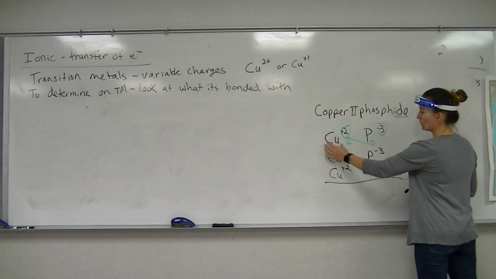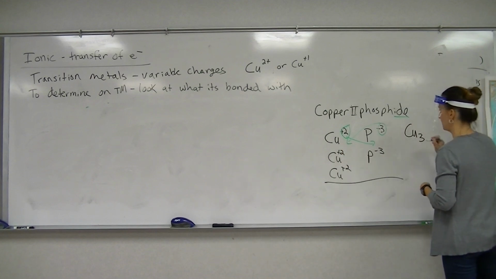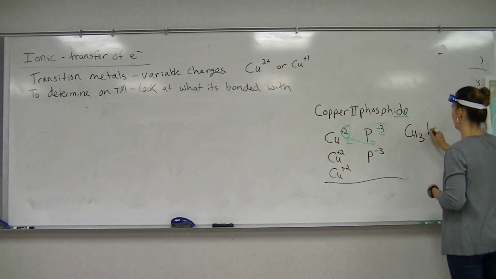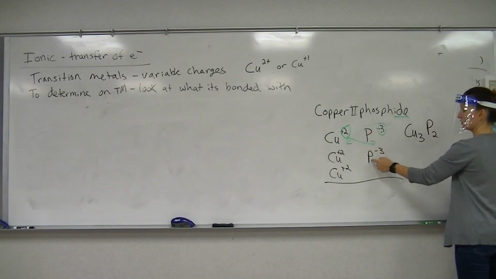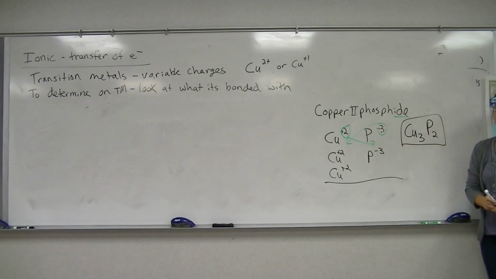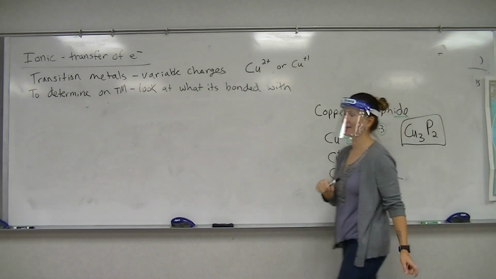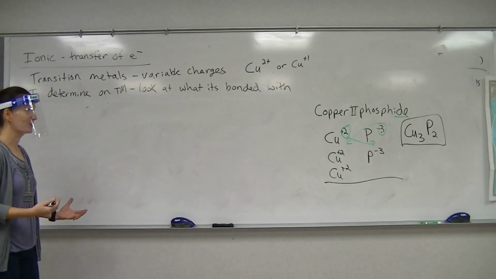So 3 coppers, so Cu3, and how many phosphorus? 2. Yep, so the 2 goes there, or you can just write it out and count them. So this would be the correct chemical formula for that one. And I think I'm making up compounds now because I'm pretty sure that's not a compound that's actually ever been made. But we can name it with our system.